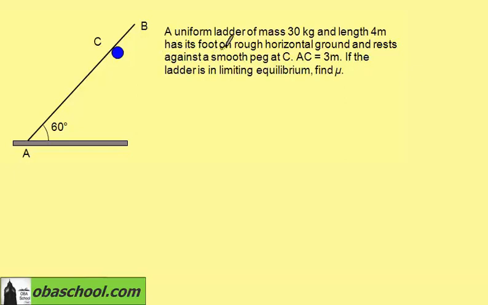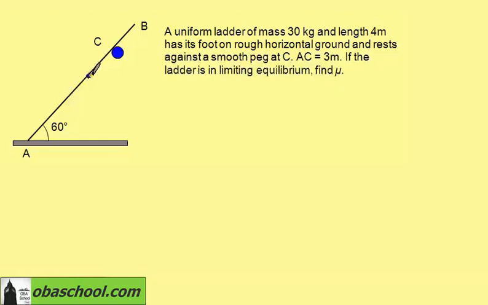A uniform ladder of mass 30 kilograms and length 4 meters has its foot on rough horizontal ground and rests against a smooth peg at C. The distance AC is 3 meters. If the ladder is in limiting equilibrium, we want to find mu.